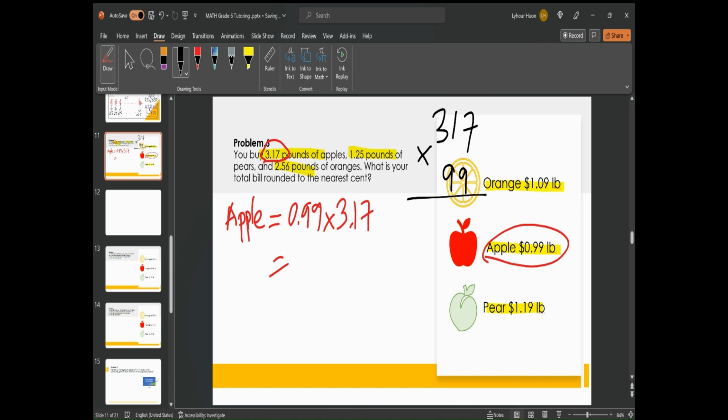So to multiply this, okay, what is 9 times 7? 63, correct. We have 3, carry 6. 9 times 1 is 9, plus 6 is 15, correct? So this is 15. 9 times 3 is 27, plus 1, 28.